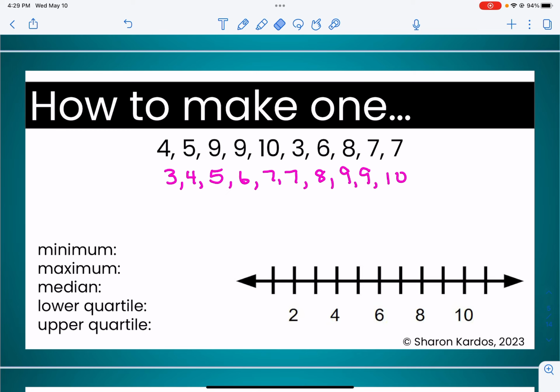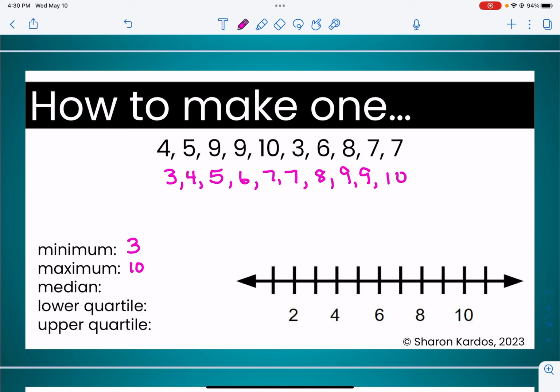The first data point is the minimum. Now, the minimum is pretty easy to find. It's just the smallest number in my list, and that would be 3 in this instance. The maximum is the largest number in my data set, and that would be 10. So minimum, smallest, maximum, largest.